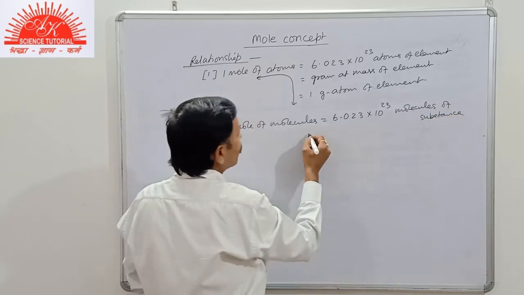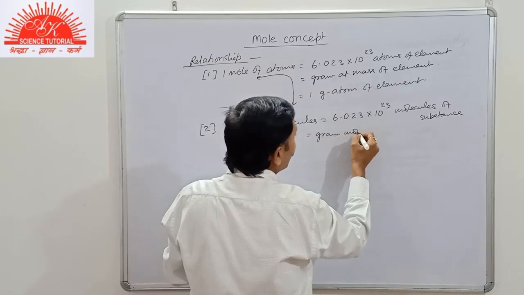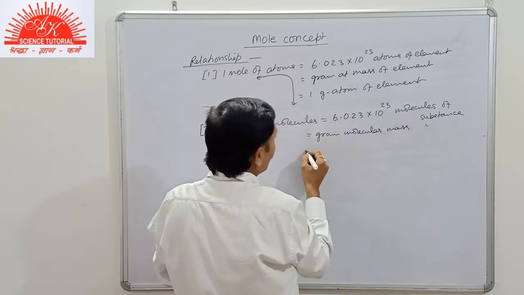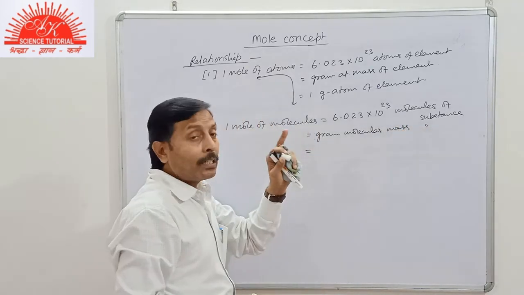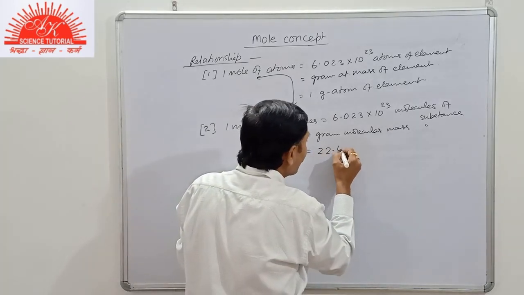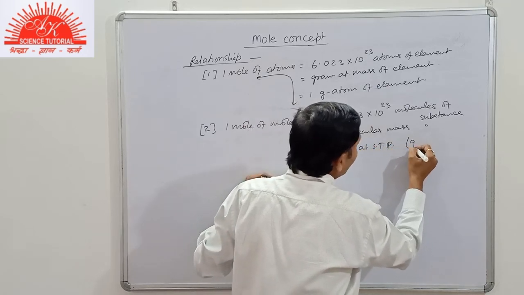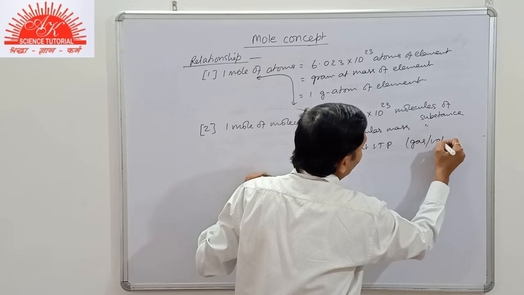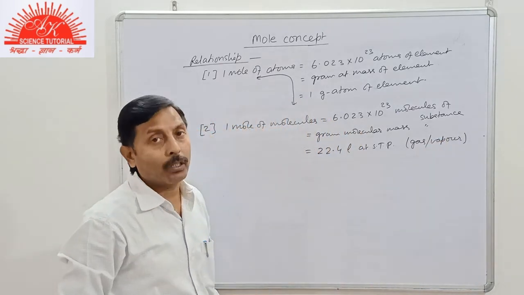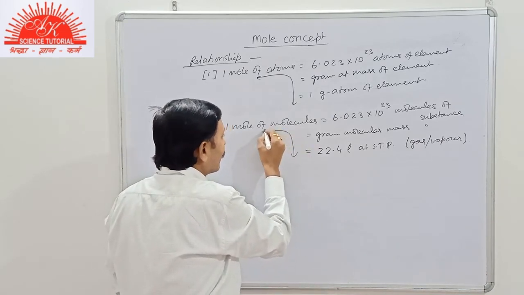Molecules of a substance will be equal to the gram molecular mass of the substance. And now we have defined molar volume. So 1 mole of every gas will have 22.4 liters at STP, but this holds for gas or vapor only, not for liquid and solid. So again, this is interrelated.